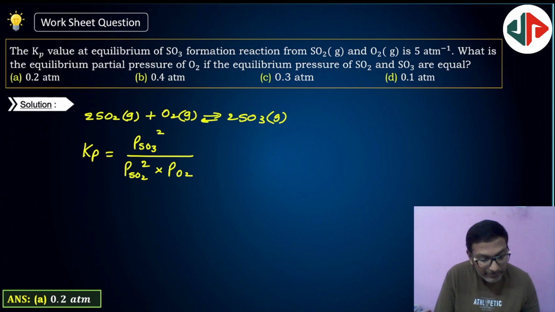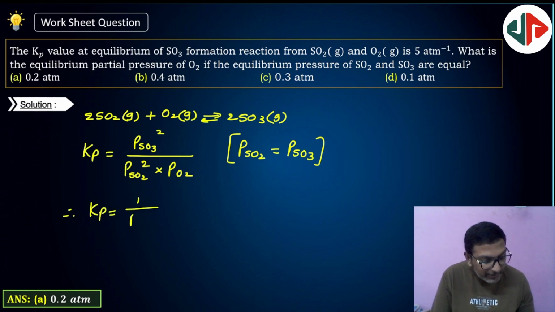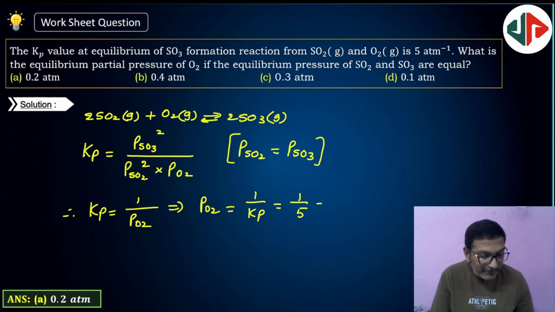Here, the given partial pressures of SO2 and SO3 are equal. So pressure of SO2 equals pressure of SO3, that is given. Therefore Kp equals 1 by pressure of O2. That implies pressure of O2 equals 1 by Kp value. Kp value is given as 5, so 1 by 5, which is 0.2 atmospheres. 0.2 is the answer, option A. Next.